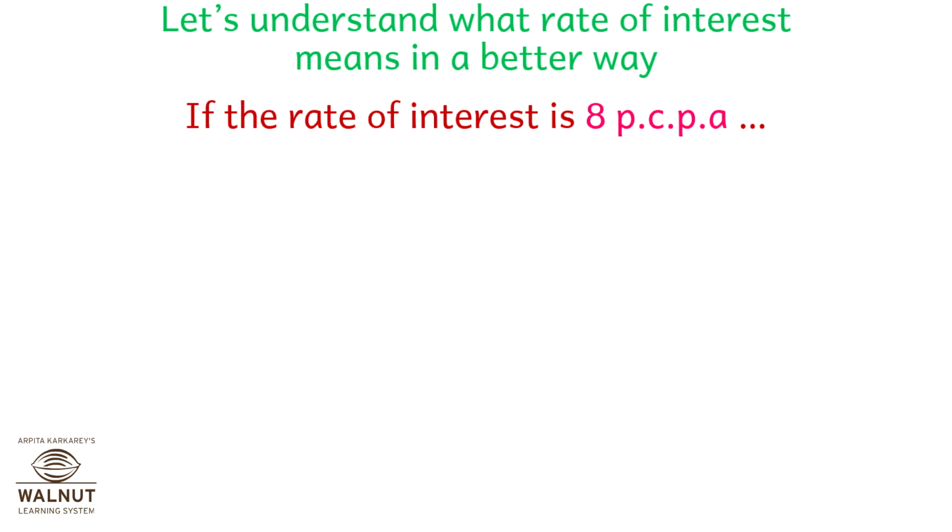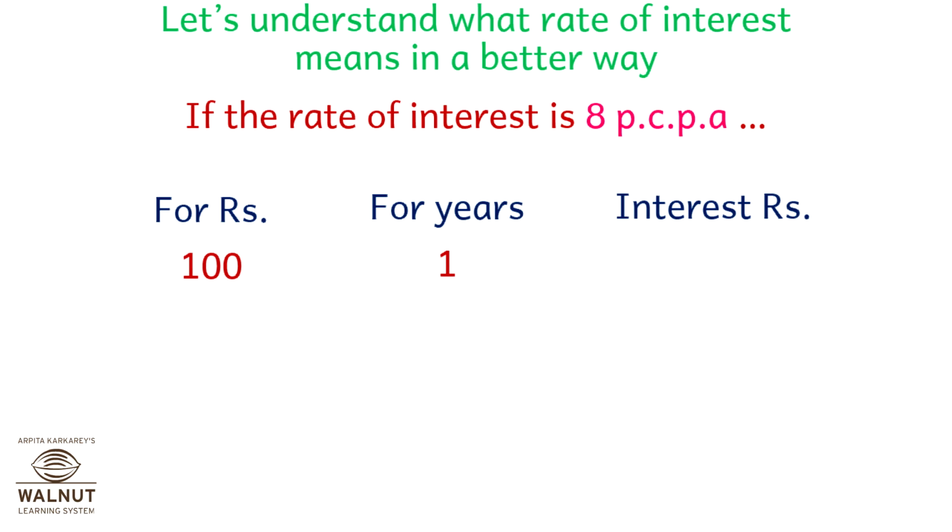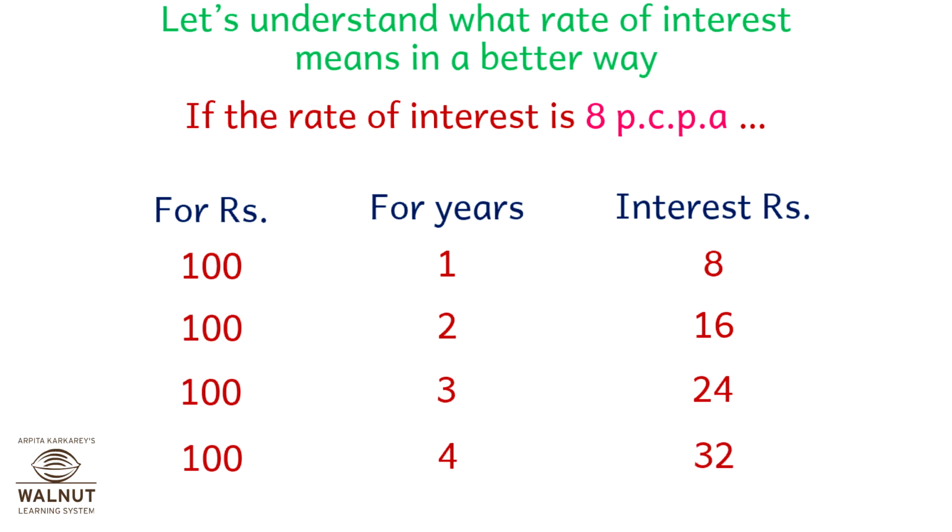If the rate of interest is 8 p.c.p.a, let's draw a table. We write for rupees, for years, and interest rupees. And for the first year we write for rupees 100, for years 1, interest is 8. For rupees 100 for year 2, the interest is 16. For rupees 100 for years 3, the interest is 24. For rupees 100 for years 4, the interest is 32.